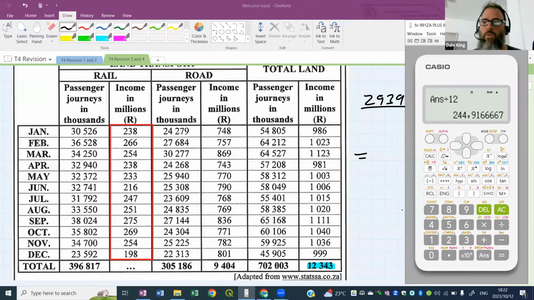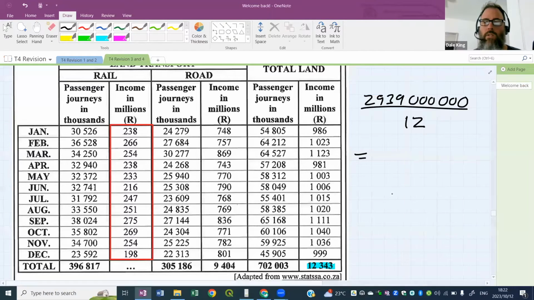And we get 244.91666. I'm not going to write the comma. I'm going to write 9166667. I'm rounding that last one off. So I'm putting in all the million spaces there.